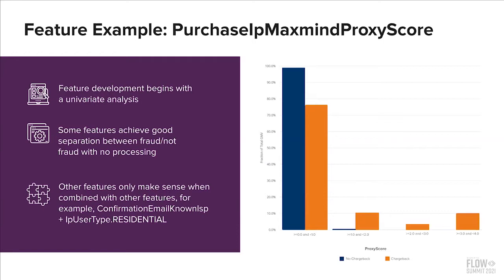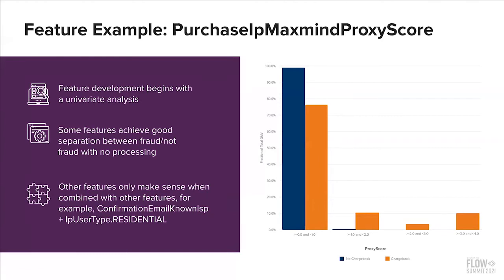On the x-axis, you have proxy score. On the y-axis, you have the fraction of GMV that's either good or no chargebacks, or it resulted in a chargeback. What we are looking for are features that separate bad actors from the good actors. An excellent feature would do it without any other feature. In this case, it's pretty obvious when the proxy scores are very high, then the chargeback rates are going to be very high.